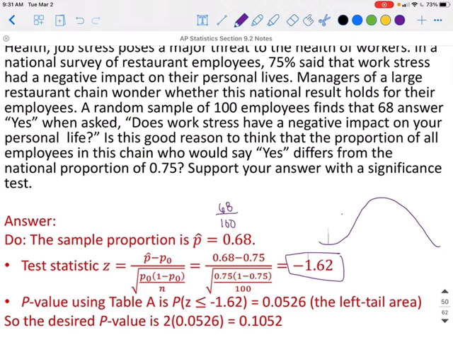Now, negative 1.62 is going to be over here. We can find the area to the left of that, which if you look at your table, you look up the z-score of negative 1.62, it's going to give you an area to the left of 0.0526. But remember, this is a two-tailed test, so we also need to find the area in the tail on the right. So if we multiply this by 2, we're going to get an area of 0.1052.